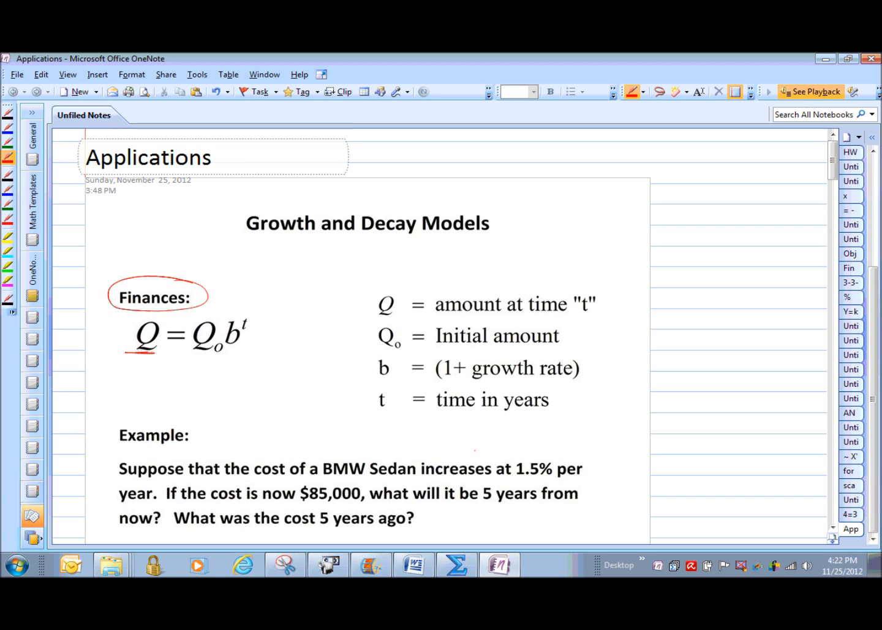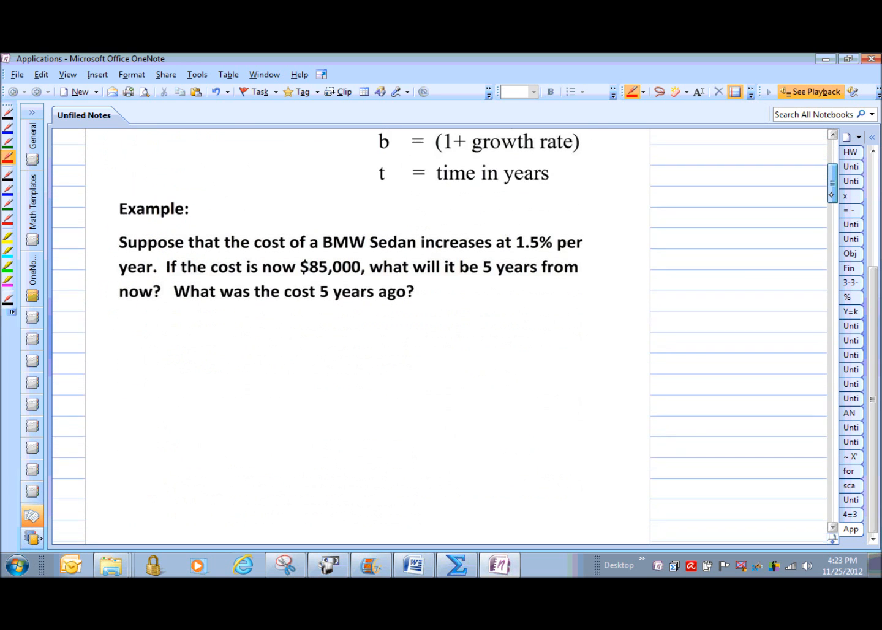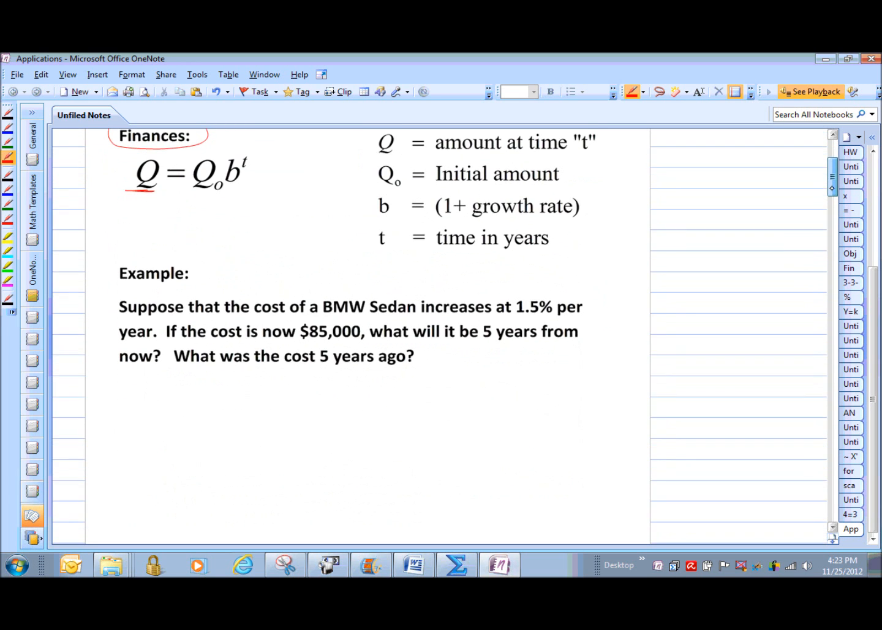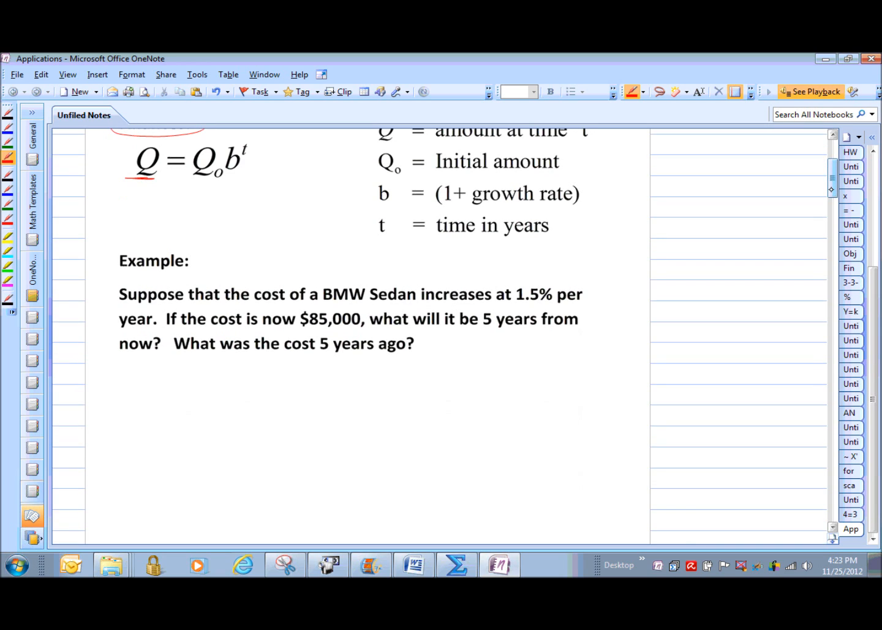Time in years can be time in the future and time in the past, and that's something new that we haven't done before. So let's take a look at this example. I'll try to leave that little formula up there for you. Suppose that the cost of a BMW sedan increases at 1.5% per year, and the cost is now $85,000. What will it be 5 years from now? We also want to know what the cost was 5 years ago.